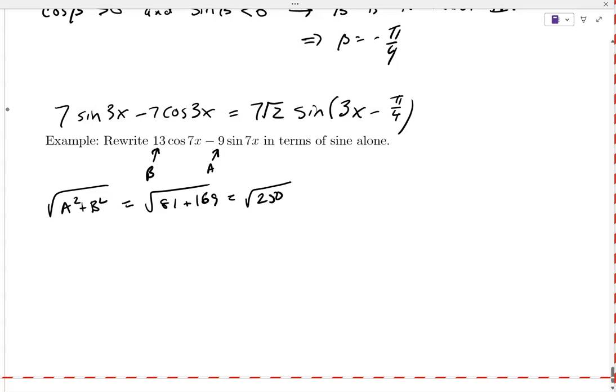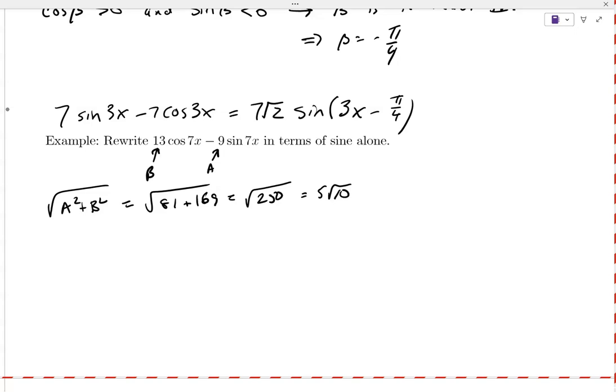Did I do that right? 250 has a 25 in it if you want to be fancy. You're going to write it as 5 root 10. We're not going to be able to figure out the exact value for the angle in this case. So if you want to leave it as square root of 250, you can, because you're just going to type it in your calculator anyway to figure out what the angle is. Okay.